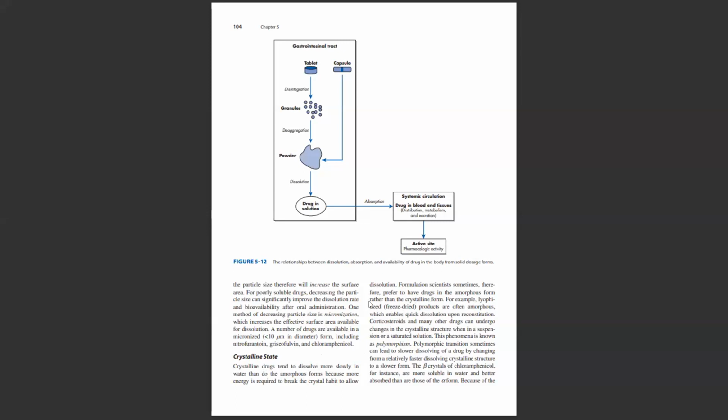An example here is lyophilized, or dried, products. They're saying this enables quick dissolution upon reconstitution. Corticosteroid. So polymorphic transition sometimes may lead to slower dissolving of a drug by changing it from a faster dissolving crystalline structure to a slower form.